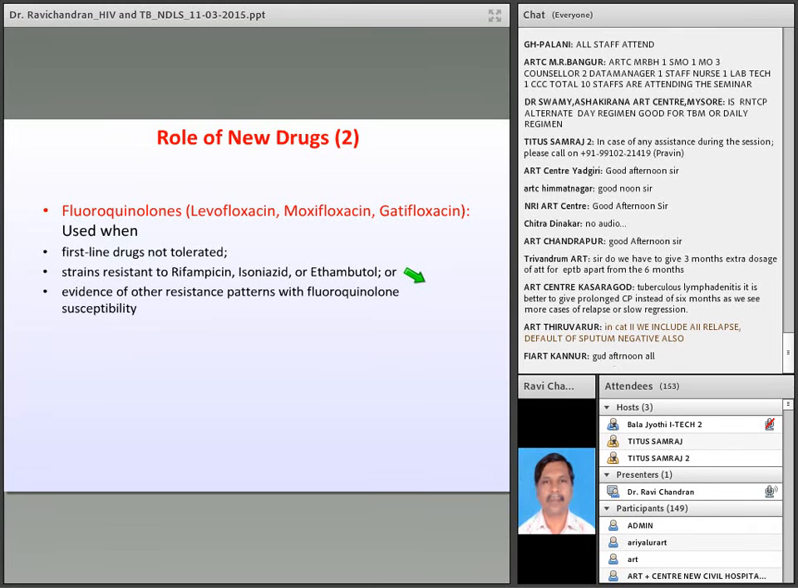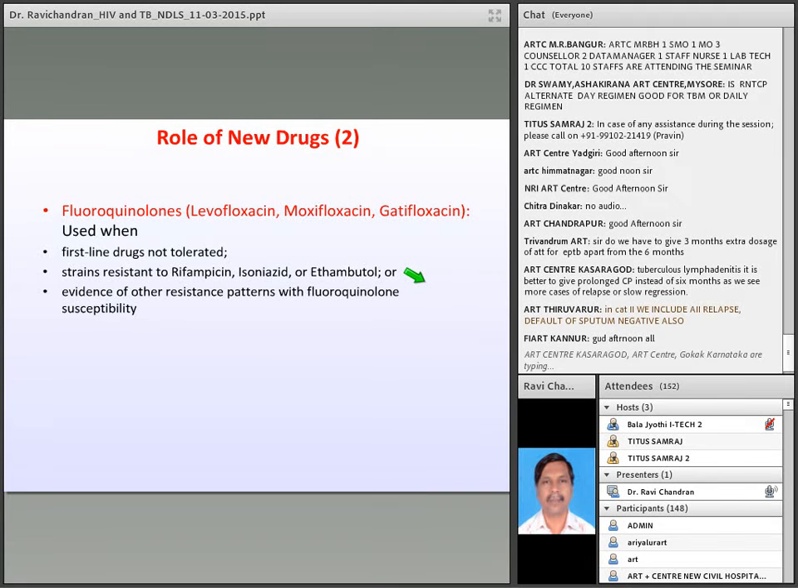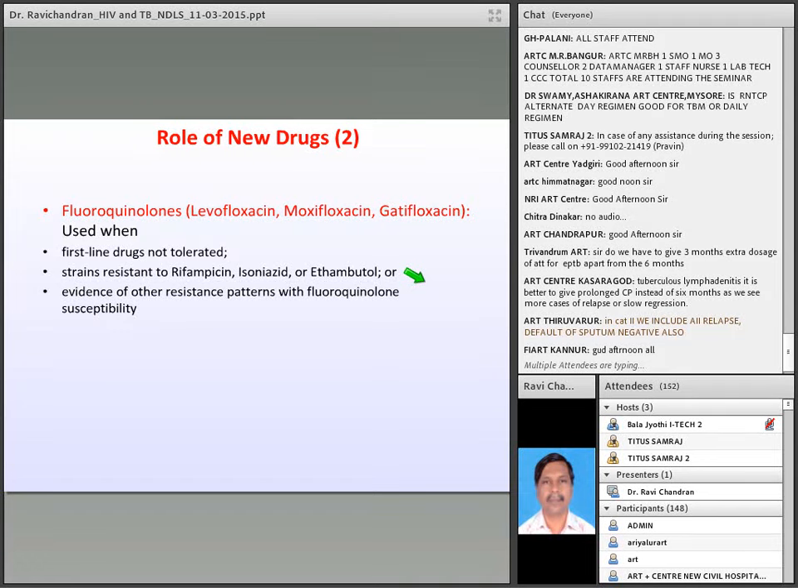The new drugs, the fluoroquinolones, levofloxacin and moxifloxacin and gatifloxacin, are specially used when the first line drugs are not tolerated, or the strain is resistant to rifamycin, isoniazid or ethambutol, or when there is evidence of other resistant patterns with the fluoroquinolone susceptibility.